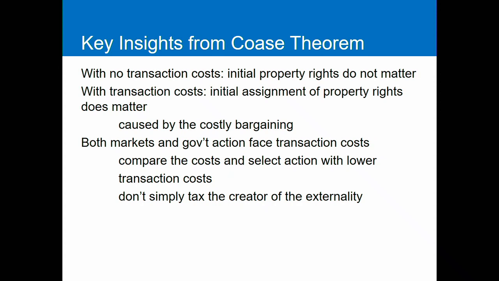People on the market trying to reach this good outcome, trying to reach an agreement. So what we have to do is compare the cost of both government action and market action and select the one with lower transaction costs. Sometimes it's going to be government action. Sometimes it's going to be private action. What we have to do is think through which one is going to have lower transaction costs, which one will be easier to reach a good outcome.